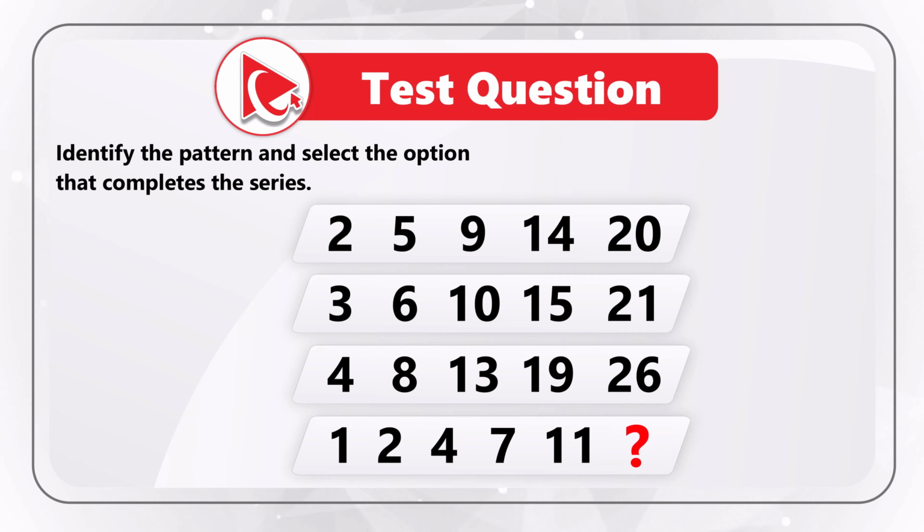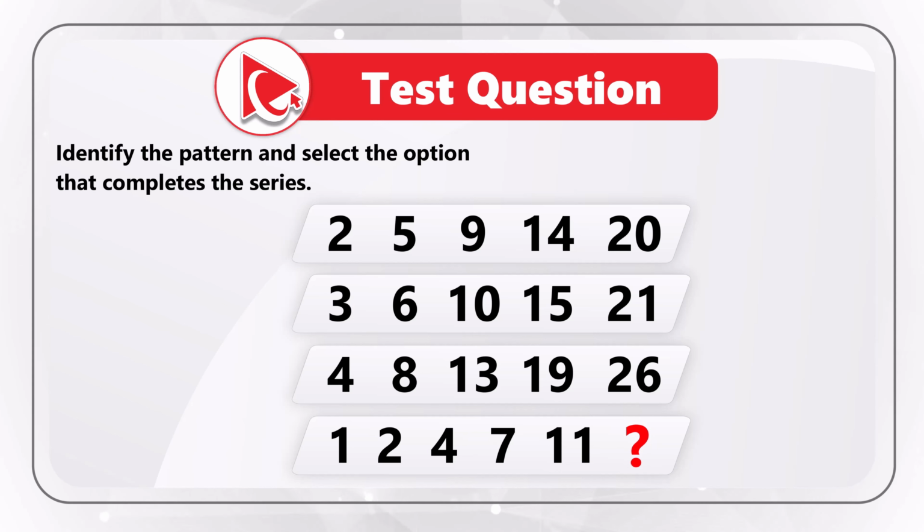The numbers are 2, 5, 9, 14, and 20 in the first row. Second row is 3, 6, 10, 15, and 21. The third row is 4, 8, 13, 19, and 26. And last but not least, the fourth row has the series of numbers 1, 2, 4, 7, 11, and then comes the missing number.